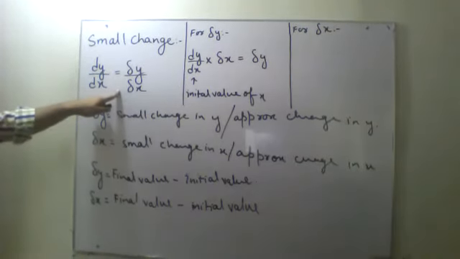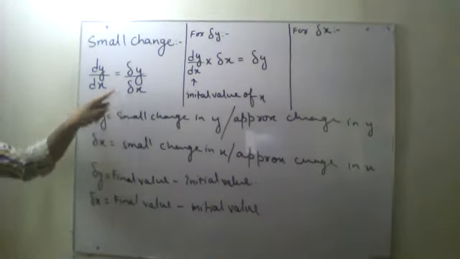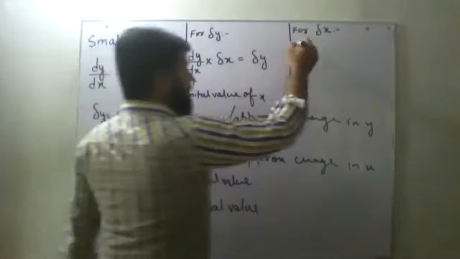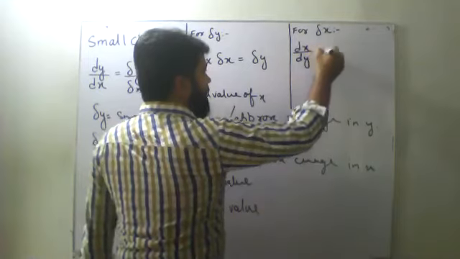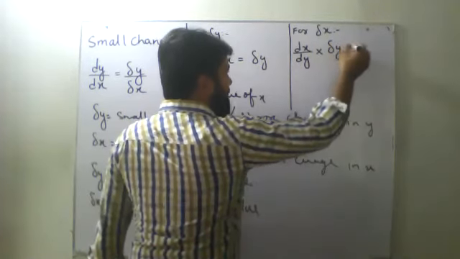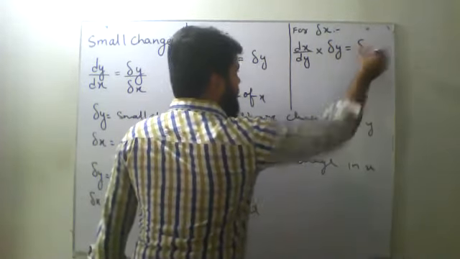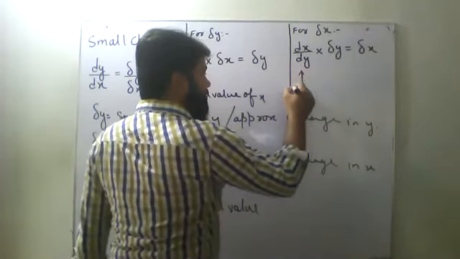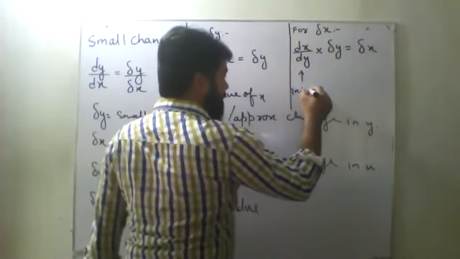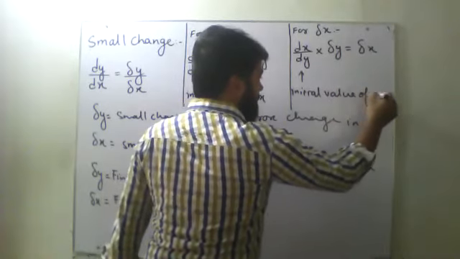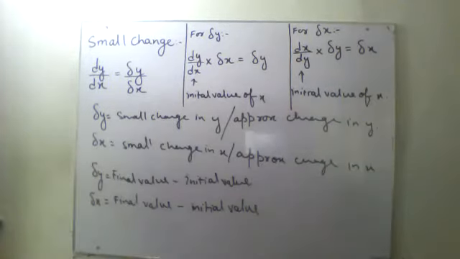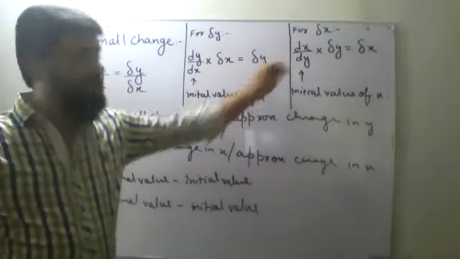In the same way, if I have got, for instance, this thing, so what will I do? I will reciprocal my formula. So the thing will become dx over dy into delta y with respect to delta x, and again the initial value of x will be plugged in.